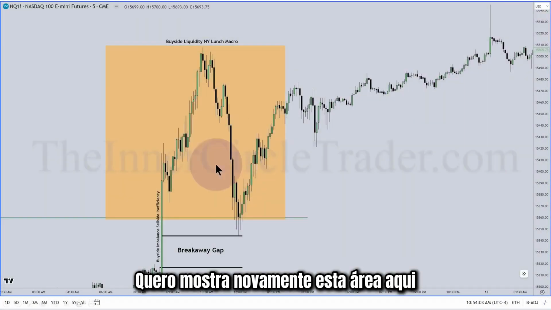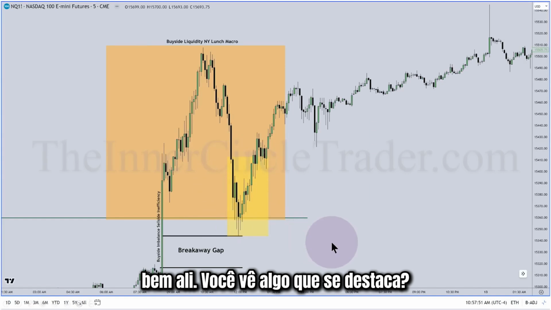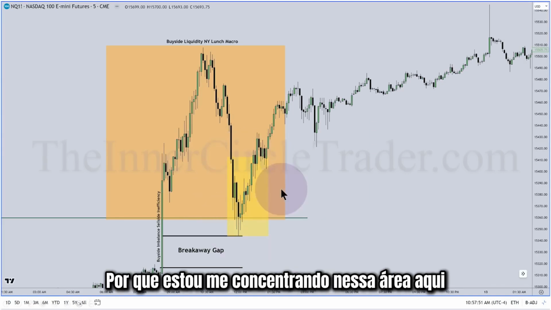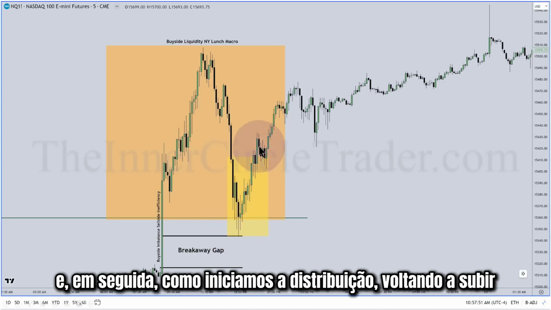I want to take you back into this area here. Focus on this little segment of price action right there. Do you see anything that stands out? We're going to focus on this little area. And why am I focusing on this area here that's shaded in? From this high down to that low, and then how we start to deliver going back up.